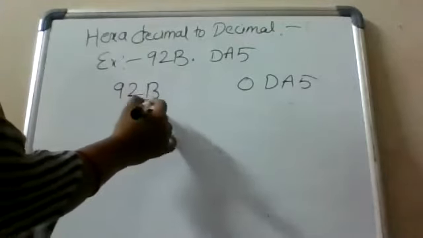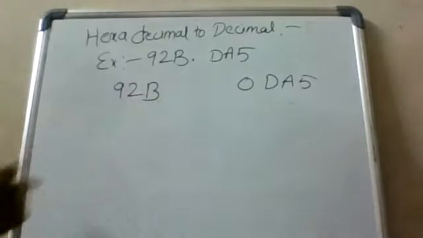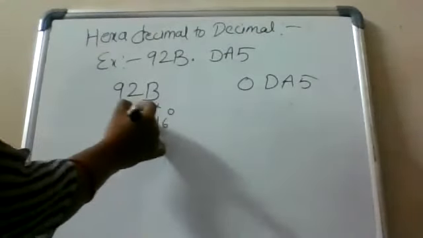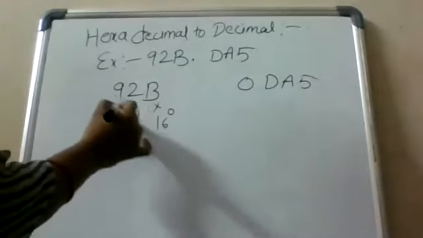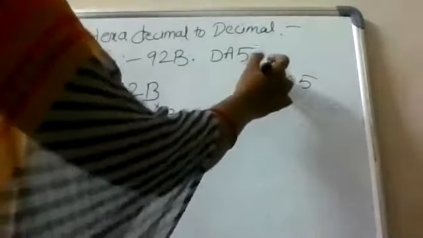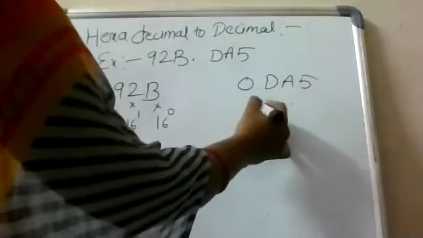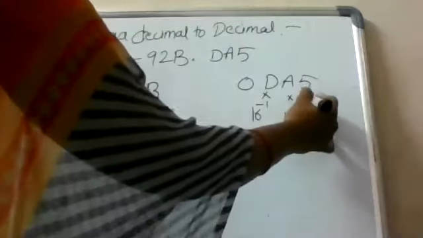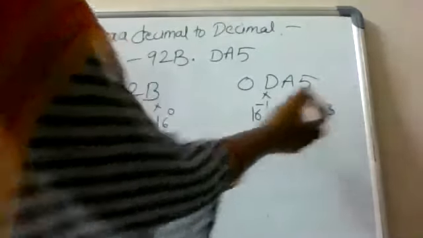In this number, every digit is multiplied by powers of 16. This one multiplies with 16 power 0, this one with 16 power 1, this one with 16 power 2. In the fractional part, left to right, that means 16 power minus 1, 16 power minus 2, 16 power minus 3.